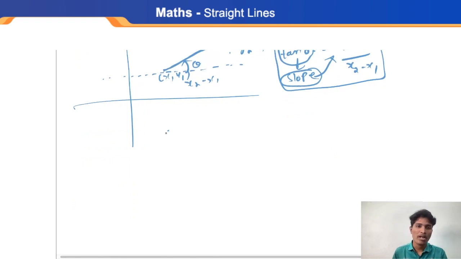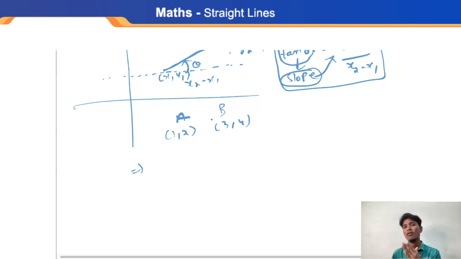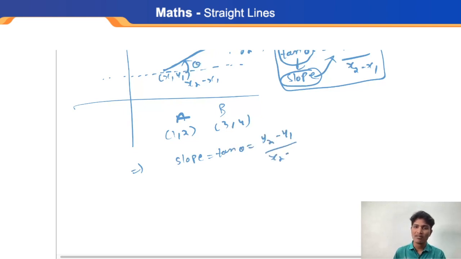So if I take the points 1 comma 2 and 3 comma 4, what is the slope of this? Slope of the line joining these points, if it is A and B, if I join AB, I will get a straight line. What is the slope of that line? It is the inclination made with the x-axis. So slope is equal to tan theta, which is equal to y2 minus y1 divided by x2 minus x1, I can calculate.